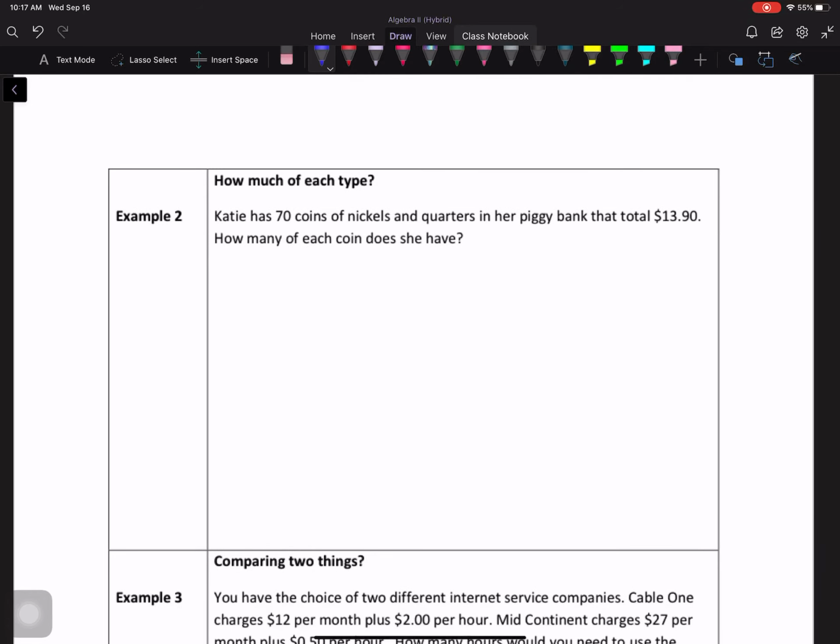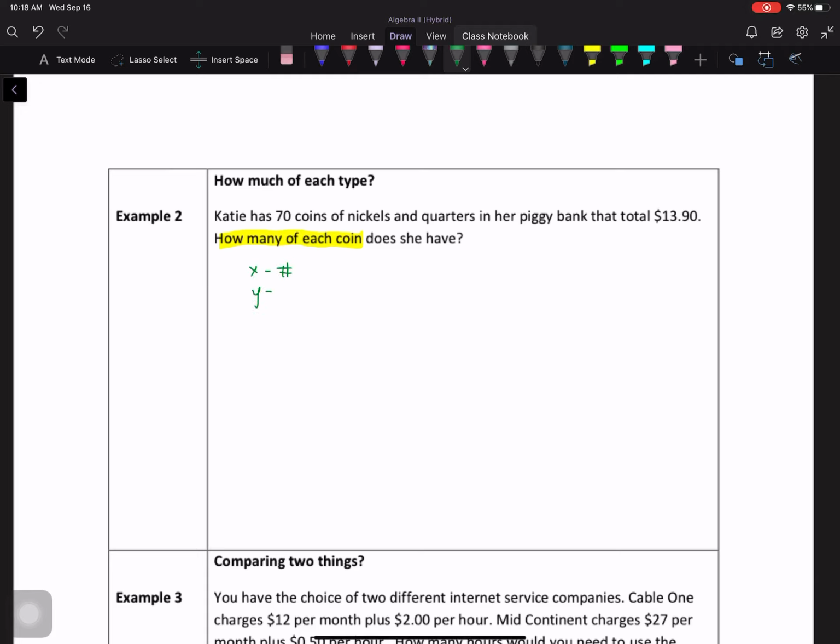Katie has 70 coins. That's a lot of nickels and quarters in her piggy bank. So lucky. That costs a total of $13.90. How many of each coin does she have? So again, we want to know how many of each coin. Let's define some variables. Now you can be creative if you want. You can use N for nickels, Q for quarters. I'm just going to go ahead and stick with X and Y.